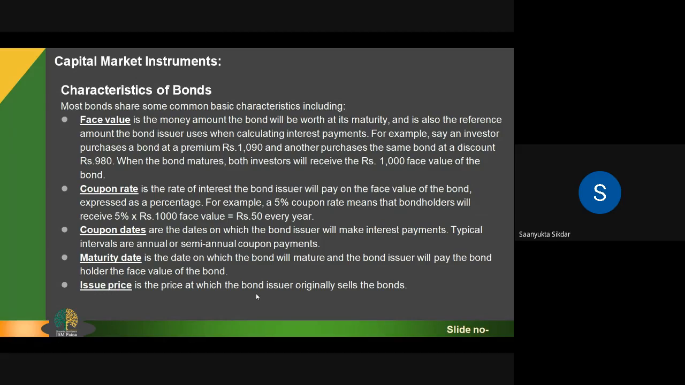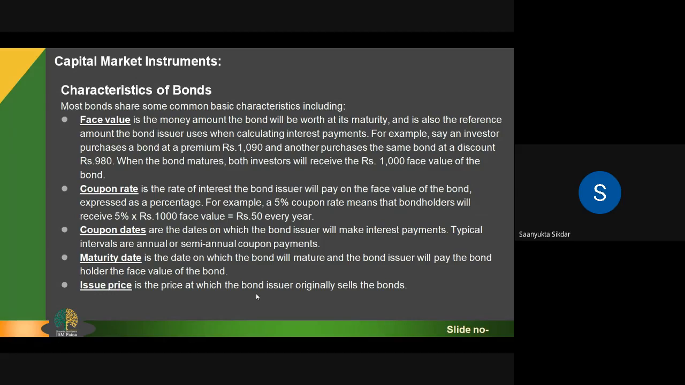Now the second characteristic is the coupon rate. What is a coupon rate? The coupon rate is the rate of interest the bond issuer will pay on the face value of the bond. That is the 10% we were talking about. It is the technical term for the interest rate that is paid for a bond by the bond issuer to the bondholder.